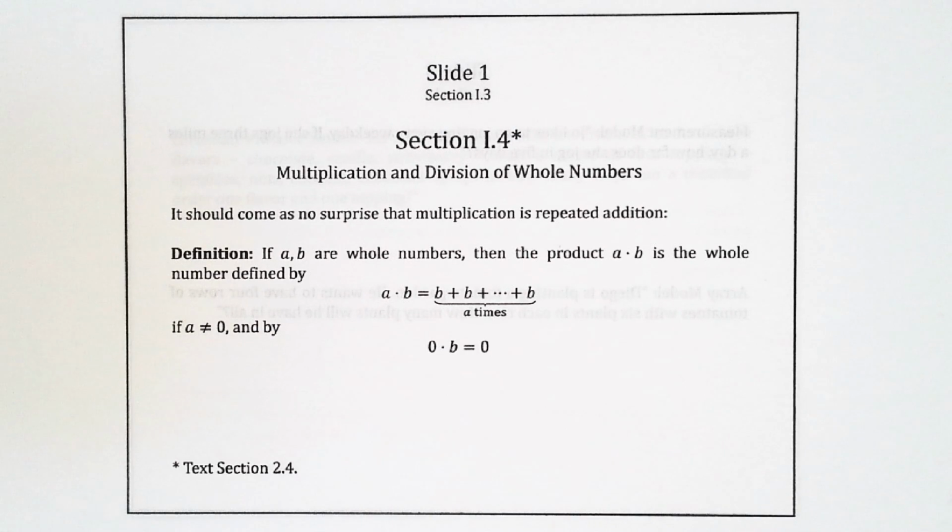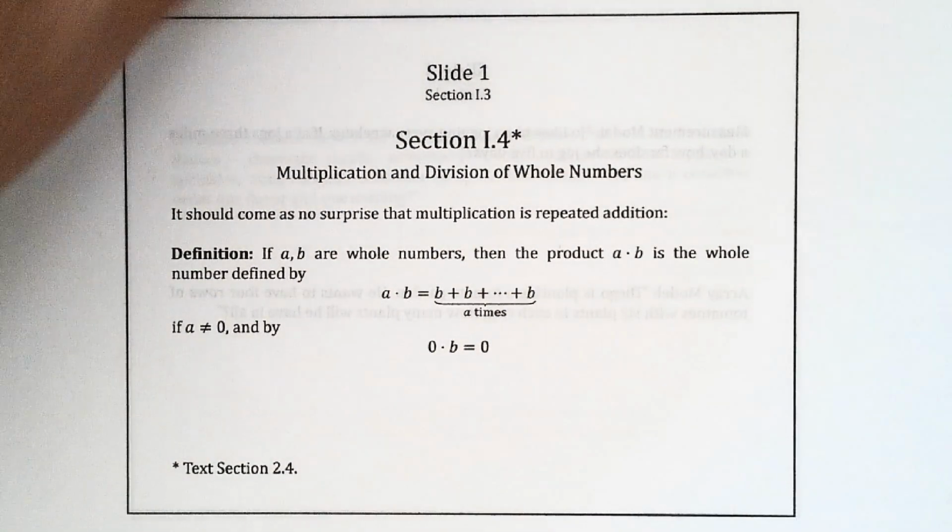And it should come as no surprise that multiplication is just repeated addition. So when we write down a times b, what we're saying is we want to add b to itself a times. That is provided a is non-zero. If a is 0, then we just say 0 times b is equal to 0. So again, it's repeated addition. A times b is simply b plus b plus b and so on, where we're adding it to itself a times.